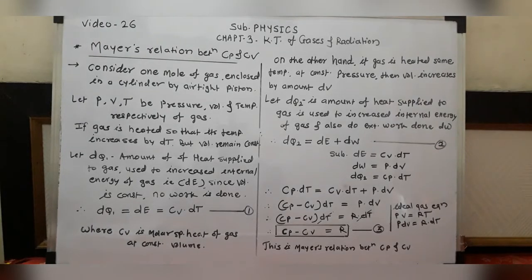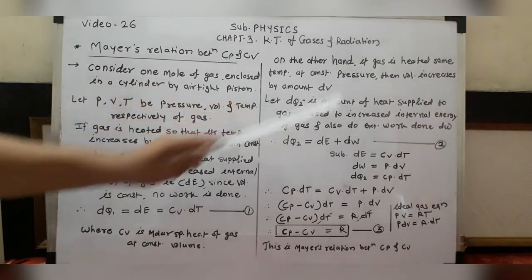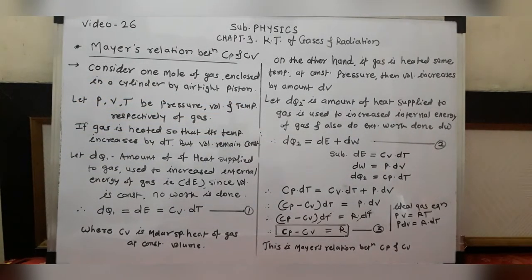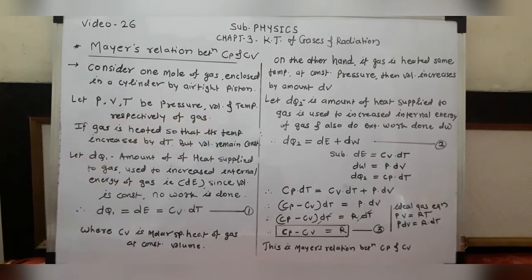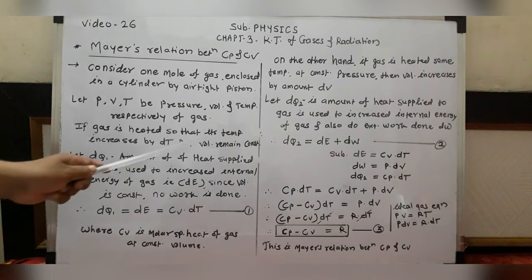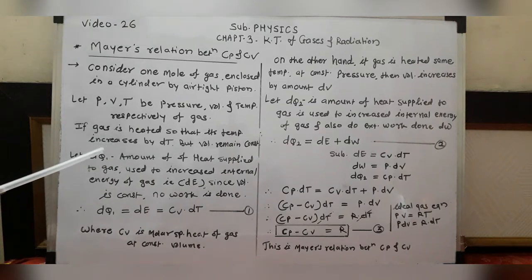To understand, if the gas is heated at the same temperature, but the pressure is constant, its volume increases by an amount dV, and this amount of heat supplied is dQ2. When the volume remains constant, the temperature increases, and this amount of heat supplied is equivalent to dQ1, which is utilized to increase the internal energy.